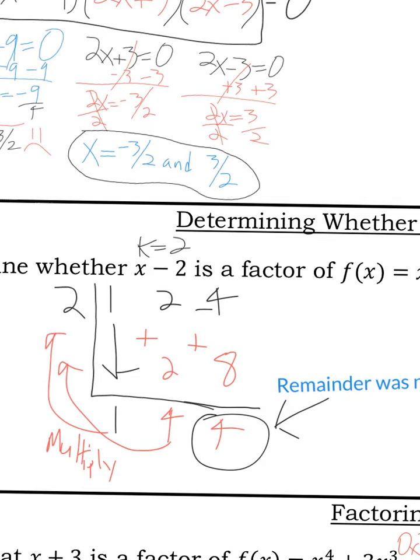If you want to see an example like that, see the synthetic division video on my channel. And then remember, synthetic division is defined as dividing by x minus k, so k equals 2.